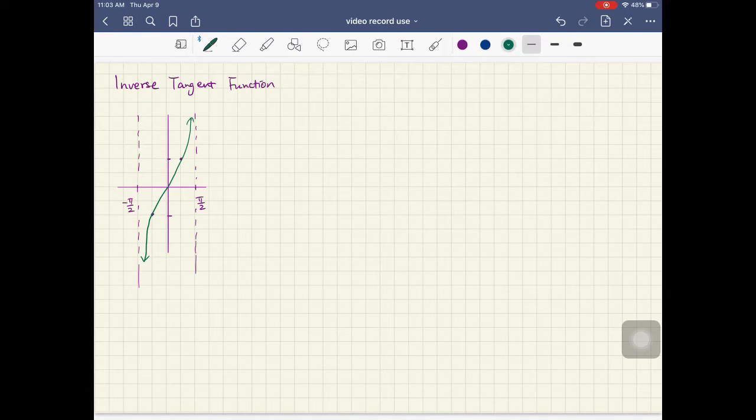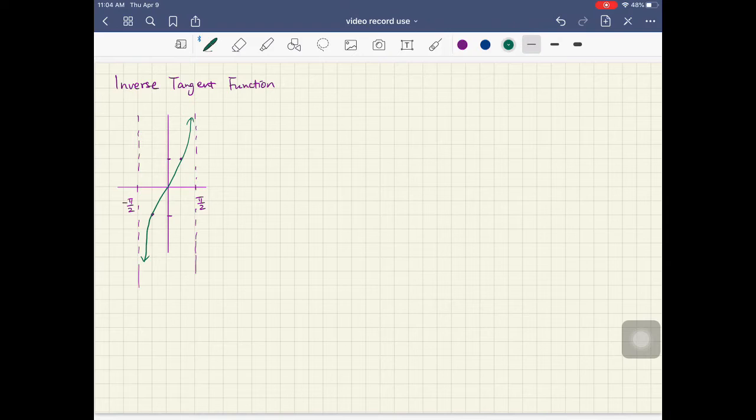When we're looking at the tangent graph, as long as we're looking at one period, the graph is a really nice one-to-one function. So for the tangent function, I do not need to trim anything. I can just use the entire one period to find its inverse function.